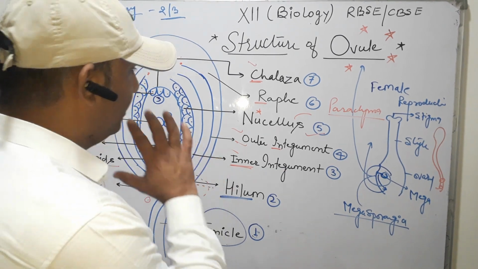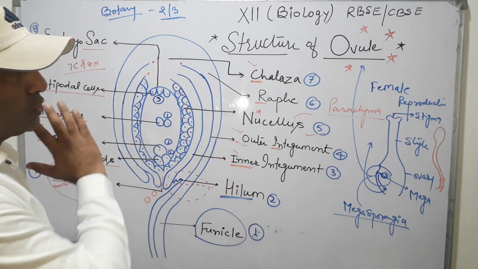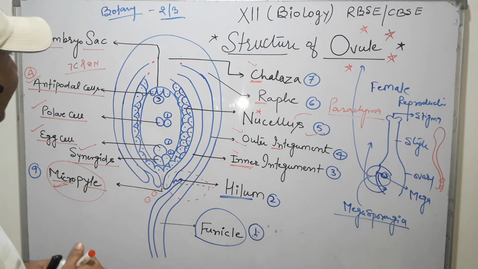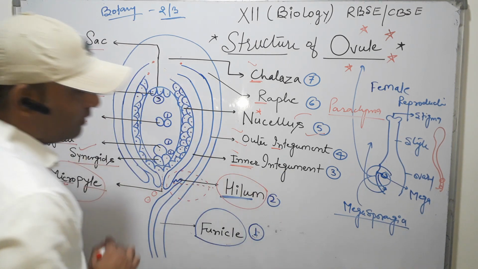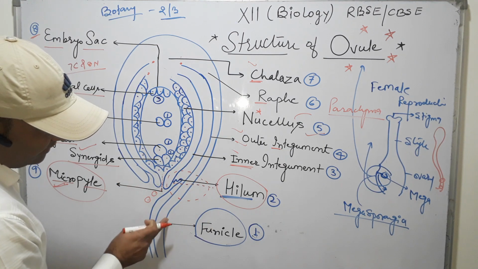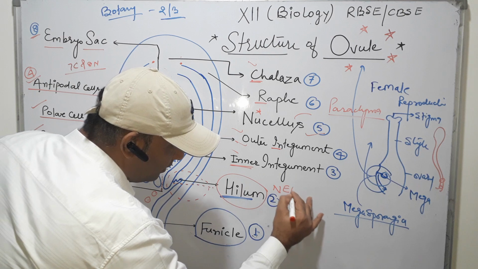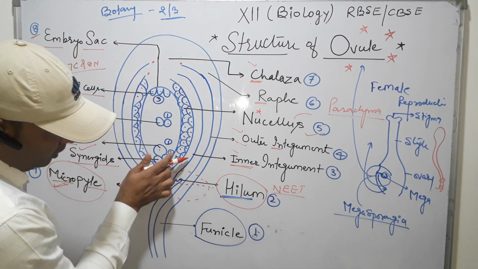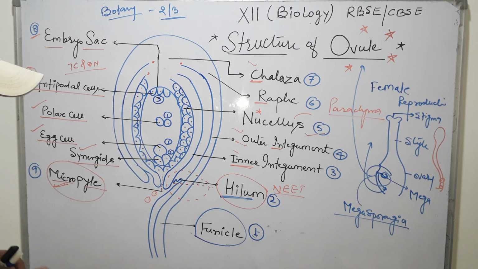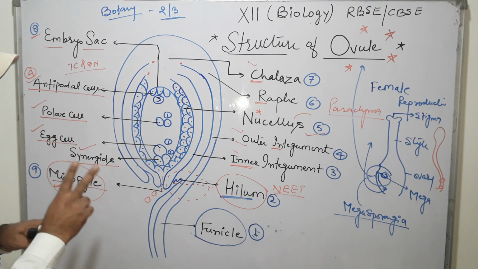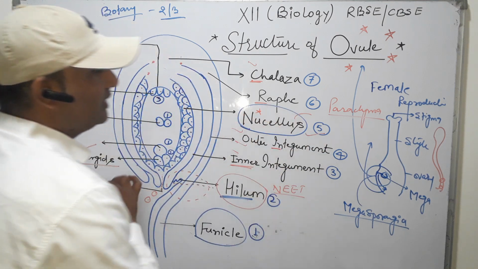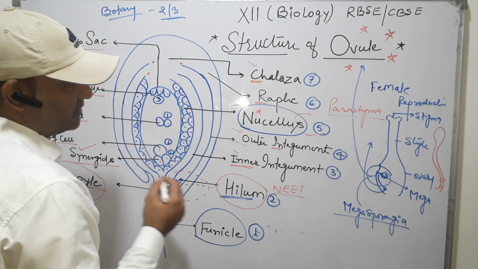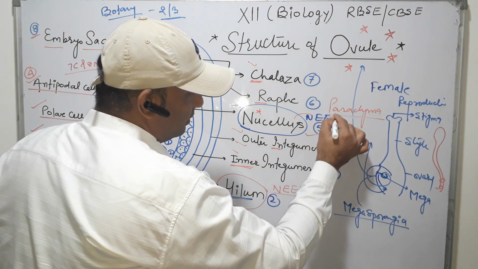So first of all, it is about the subjective topic for RBSE and CBSE students. Now for NEET students, a few questions. First of all, hilum. Hilum is just a junction between the ovule and the funicle. Very important point. Hilum is a junction between the ovule and the funicle. Clear? Next is the nutritive part in the ovule. The nutritive part of the ovule is the nucellus. So it is the second question which is important for the NEET examination.